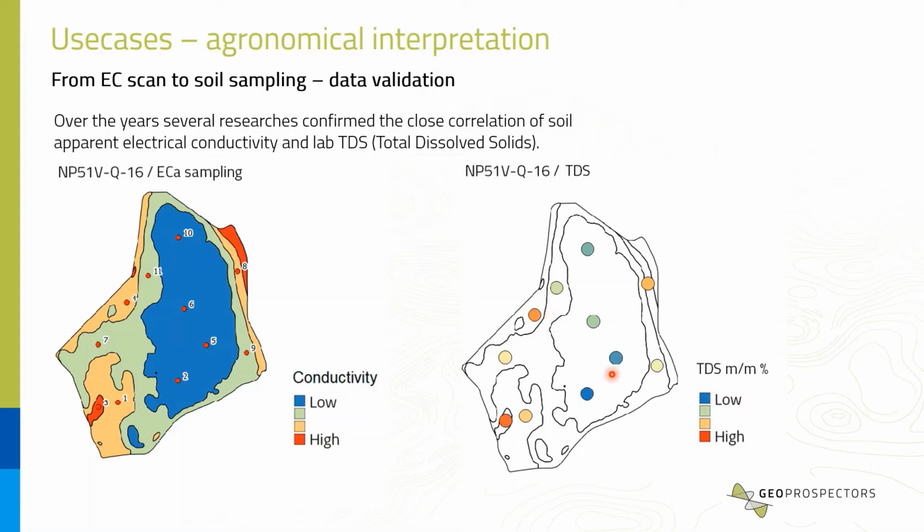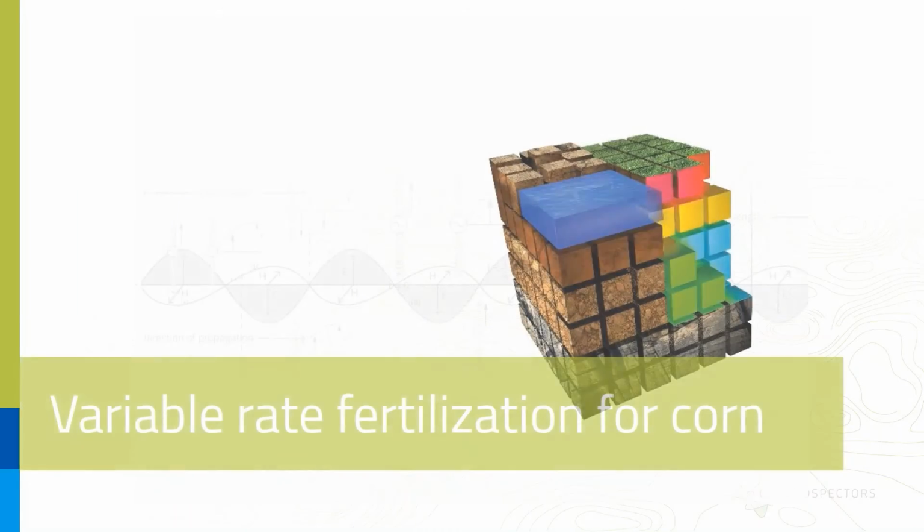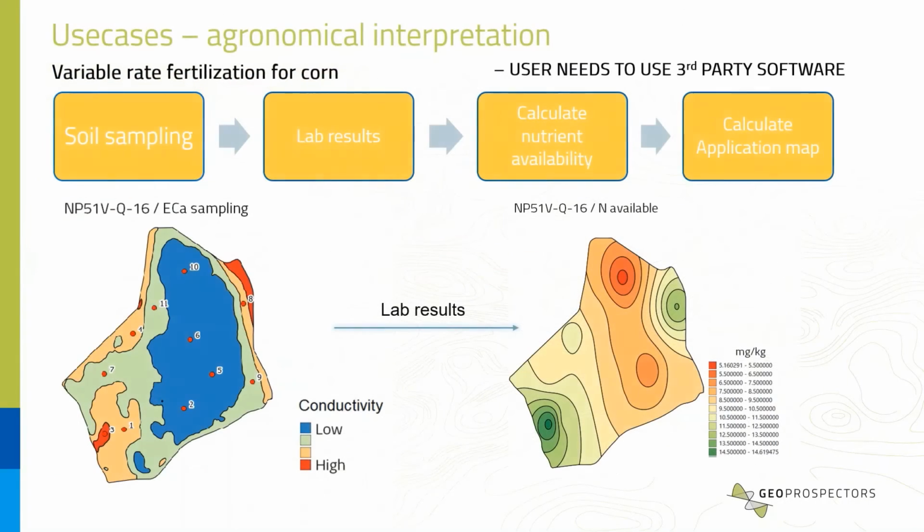Once we have finished our data validation, we are ready to take the next step: variable rate fertilization for corn. In order to create our prescription maps, it is essential to have our soil sampling results, the lab results, and third-party software. This third-party software can be a farm management software from different sources. And of course, a normal GIS software can also be used.